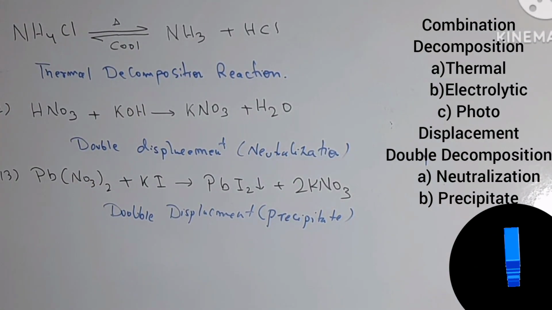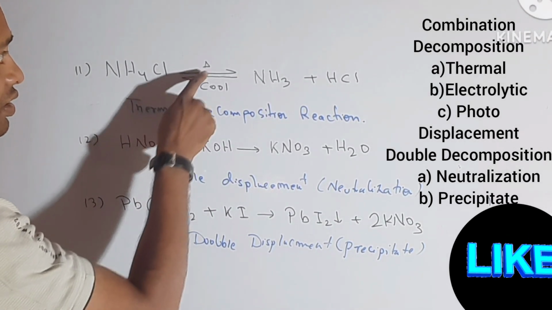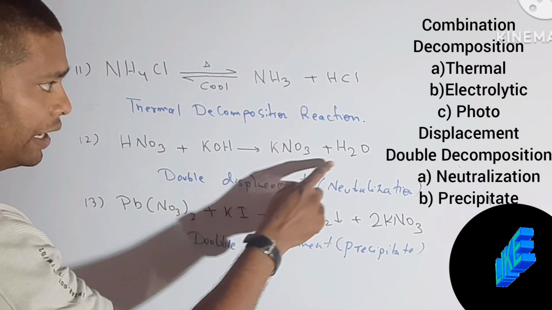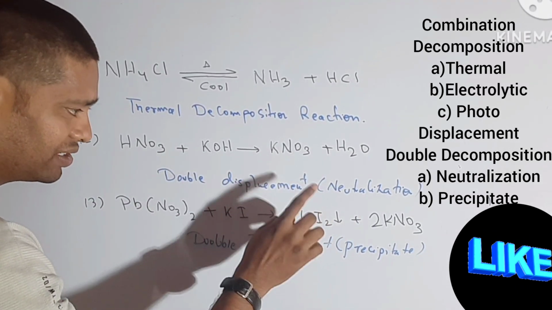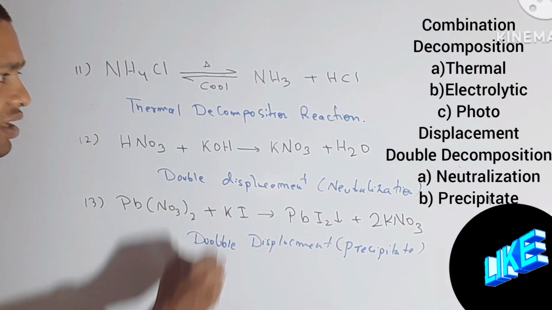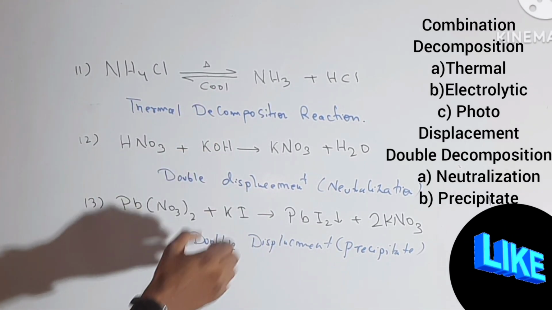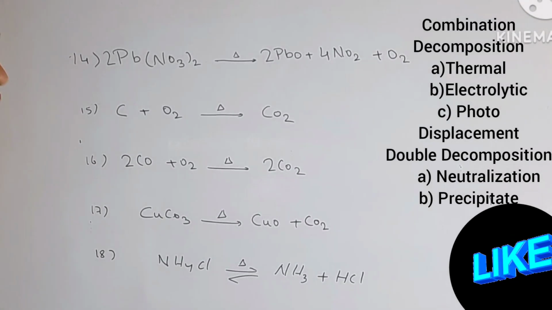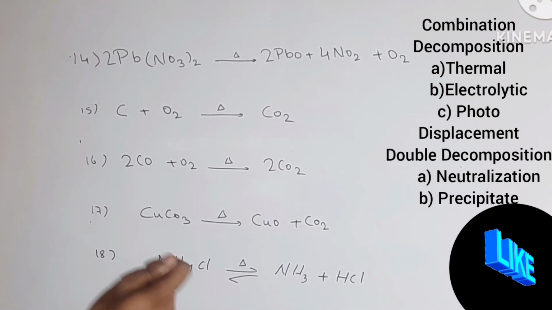See this one. From here we can say this sign defines thermal, and this water defines it's a neutralization reaction, and this down arrow means it's a precipitation reaction. There are some symbols, some ways by which we can identify a neutralization reaction, precipitation reaction or thermal decomposition reaction. Understood? Go for the next one. In some cases it will be written combination reaction, somewhere synthesis reaction. Both are similar, so don't get confused, as I already told you in the video.